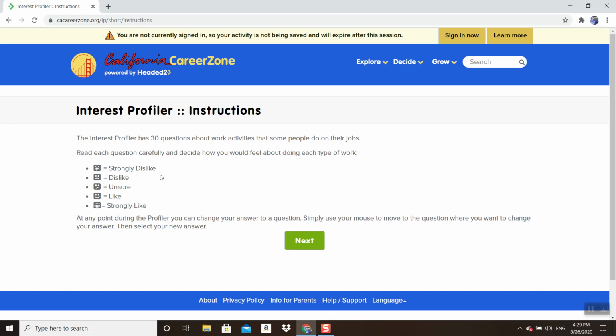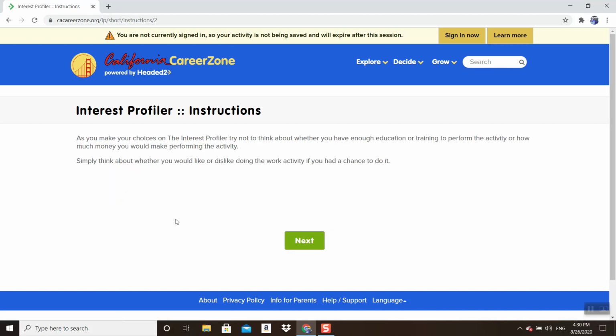Interest profile, 30 questions. You're going to choose strong dislike through unsure based on what you read. And this is what's very important, I think, for parents to follow along, so they can help their child with the vocabulary. Because a lot of times they don't know whether they should dislike or like because they don't understand what the job detail is.